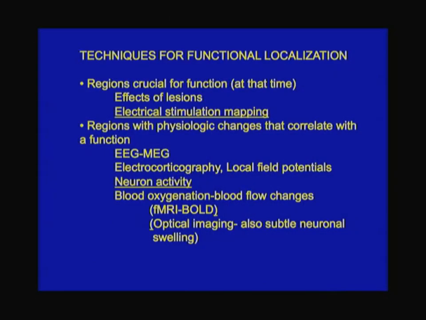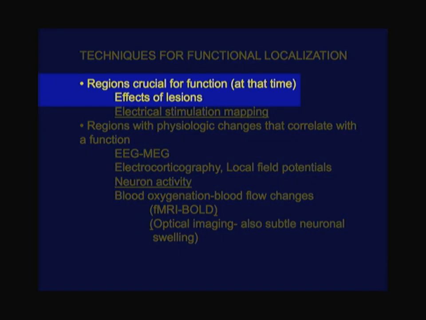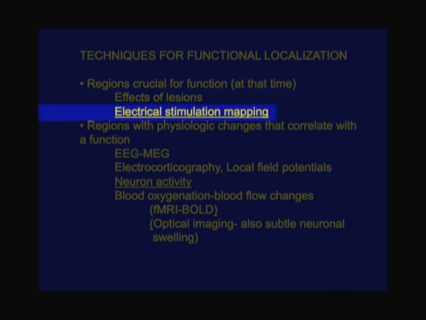Now, there are a lot of different ways of looking at functional localization, and this is fairly important because they give you different answers. One is what we've just talked about. The effects of lesions tell you what's crucial for function at the time. There is another technique that'll give you this same information that you can use in the intact person, well, during an operation on the intact brain, and that is electrical stimulation mapping. If you take a relatively high frequency current and apply it to the brain, you produce an inhibitory effect. You produce depolarization blockade, and you get what amounts to a temporary lesion at that point in time.